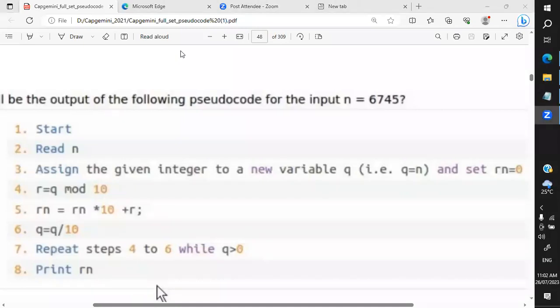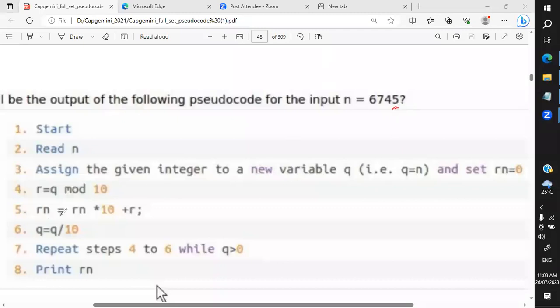Yeah, reverse number program. I hope everyone understood that it's a reverse number program, right? Cool, super. I guess you would have practiced this a lot of times in your C language or wherever you would have studied programming language. It's simply: we copy N into Q, then we write Q mod 10. That means we will get the last digit, which is nothing but 5.